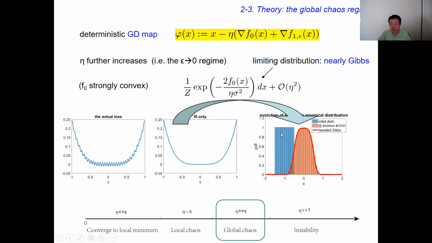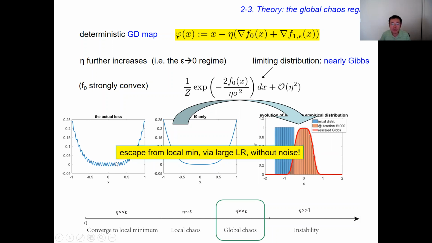Suppose you start with an ensemble of initial conditions that are distributed according to this blue distribution. After sufficiently many iterations, the distribution will become like the red one. If you change the initial distribution, you will still converge to the red one. But the point is the red one doesn't see all those local minima. It doesn't see any of them. So when the learning rate is large, you can actually escape from the local minimum.